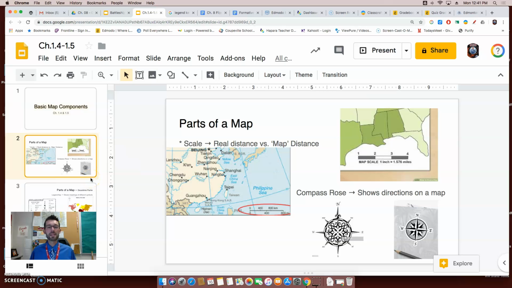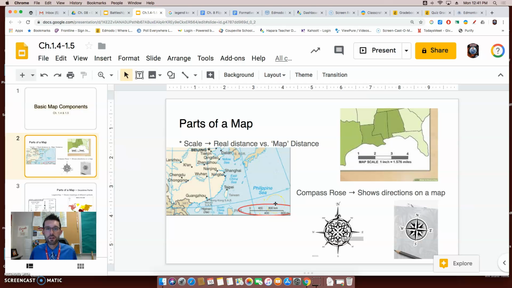So we're going to talk about basic map components, and that's just a fancy way of saying parts of a map. The first part of a map we're going to talk about is the scale. Now, scale can be found in a number of different areas on an actual map. Usually it's found off to the side so as not to distract you from the map. For example, you may find it in the bottom right hand corner, as you can see on these two maps, though you may see it also on the left side.